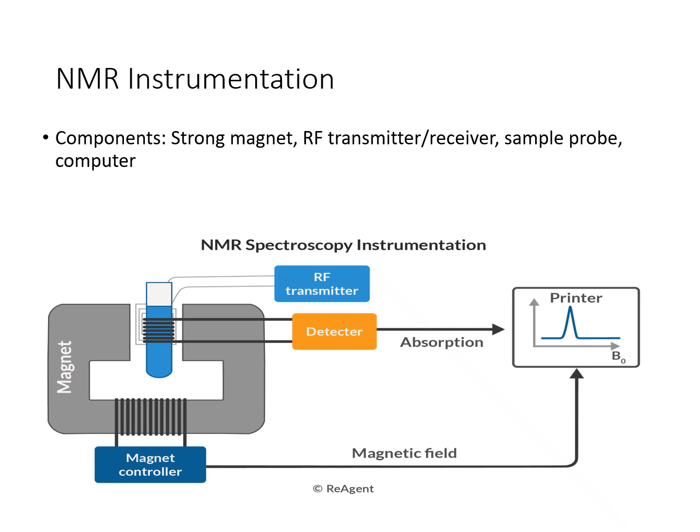Now we will discuss the key components of the NMR spectrophotometer: a superconducting magnet that provides a strong magnetic field, a radio frequency transmitter and receiver to excite and detect signals, a probe that holds the sample, and a computer that processes the data into a readable spectrum.